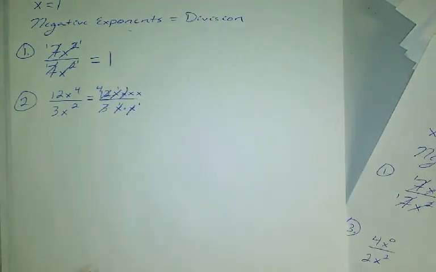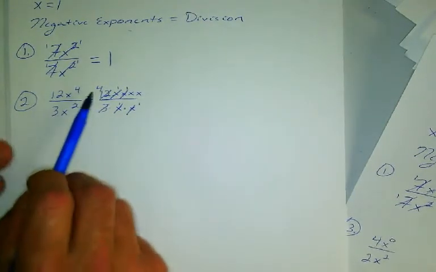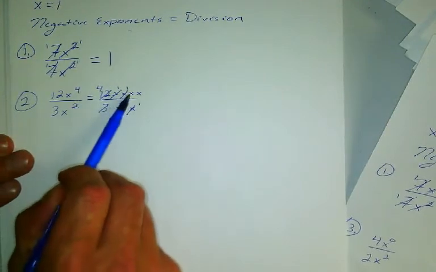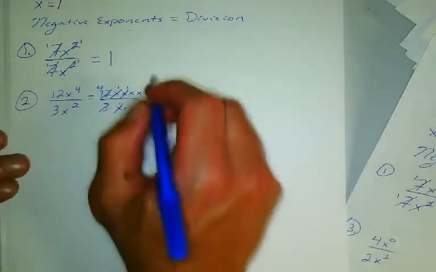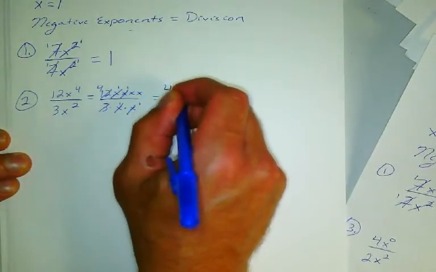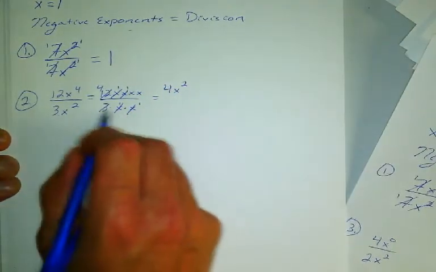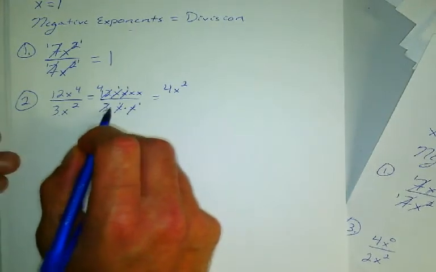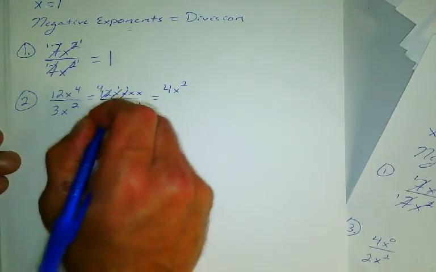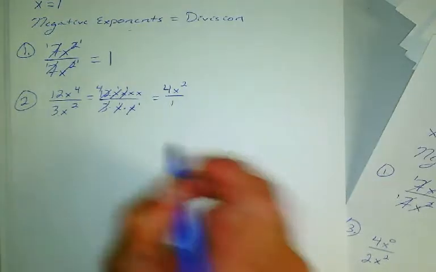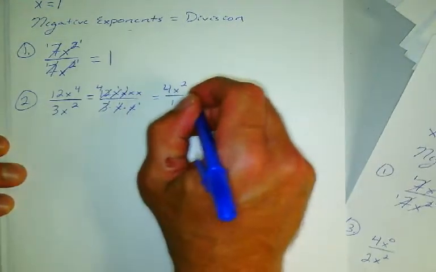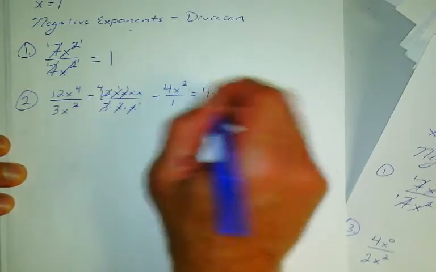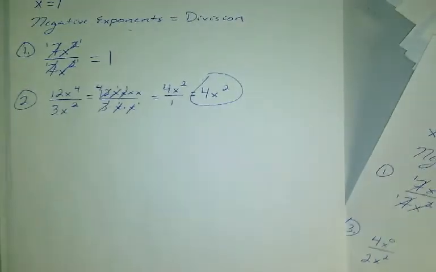Now, what I'm left with on top is essentially 4 times x times x, which we can write with an exponent of 2. So I'll call my numerator 4x squared. And my denominator, I really don't have anything. I just have 1 times 1 times 1, which is just 1. So my final answer for this question is just 4x squared. I don't even need it over 1. 4x squared. So that's the expanded way to do it.